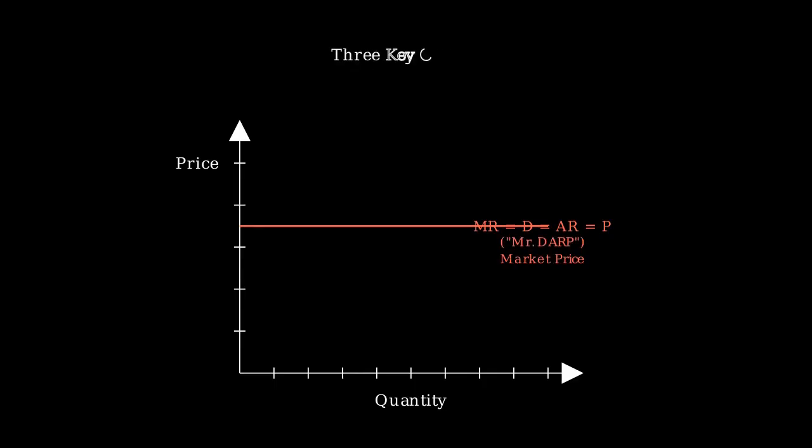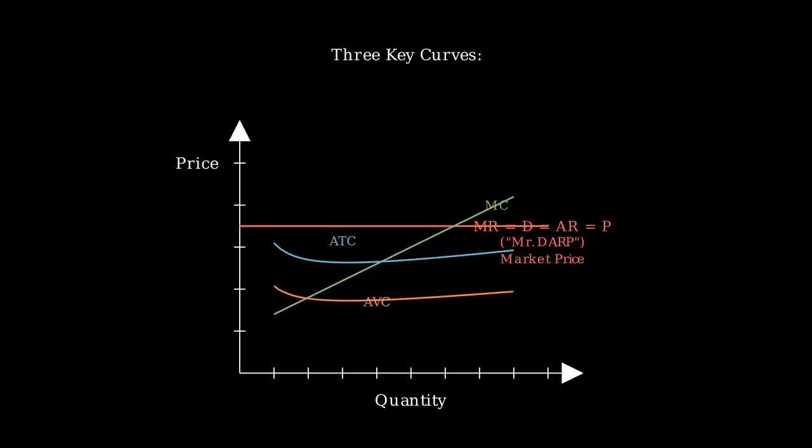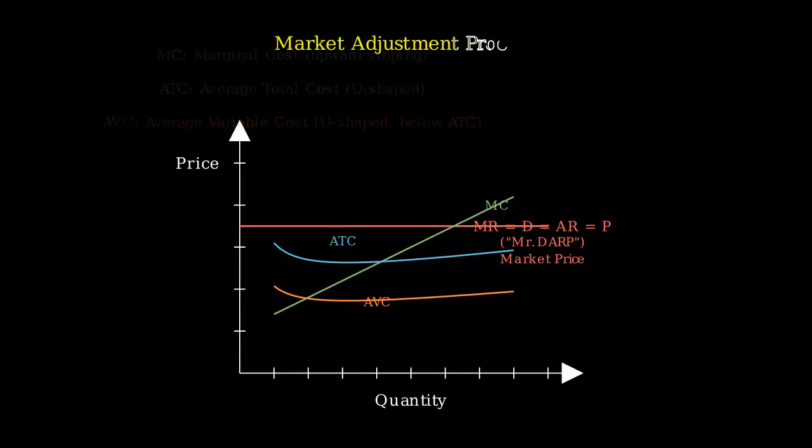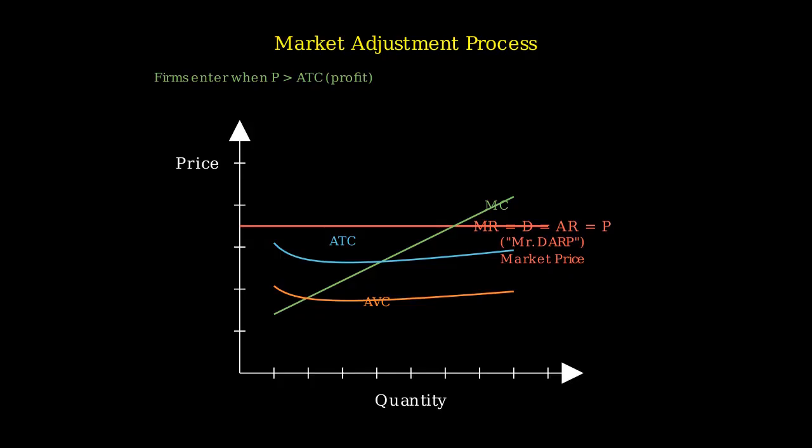The y-axis is labeled price, and the x-axis is labeled quantity. There's a horizontal line labeled MR equals D equals AR equals P, sometimes remembered as Mr. DARP. This line shows the market price the firm must accept. Also on this graph, you'll see three curves: the marginal cost curve sloping upward, the average total cost curve forming a U-shape, and the average variable cost curve, which also forms a U-shape and lies below ATC.